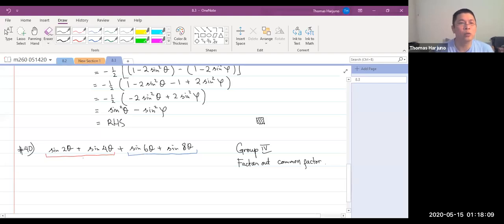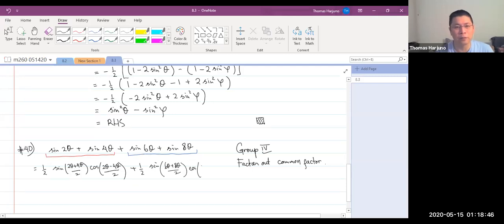So sine plus sine will give us what? 1/2 sine half of sum, and then cosine half of difference, right? Plus 1/2 sine half of sum, and then cosine half of difference.